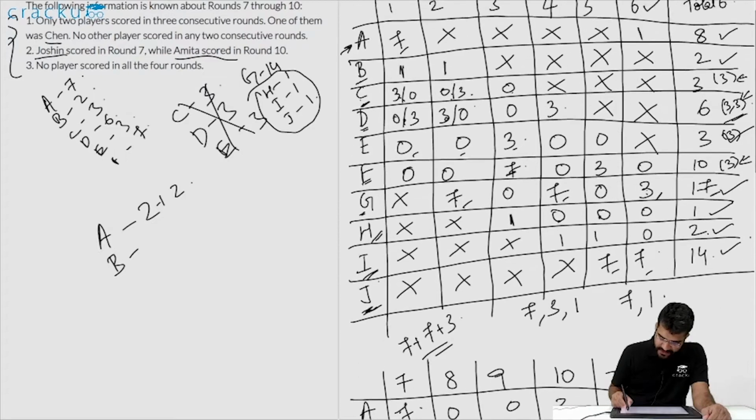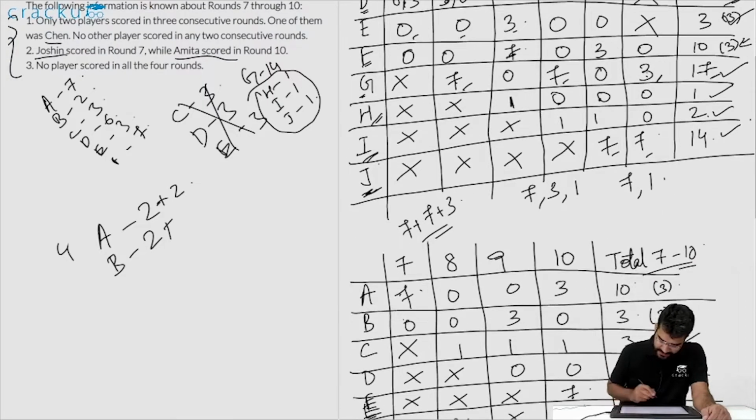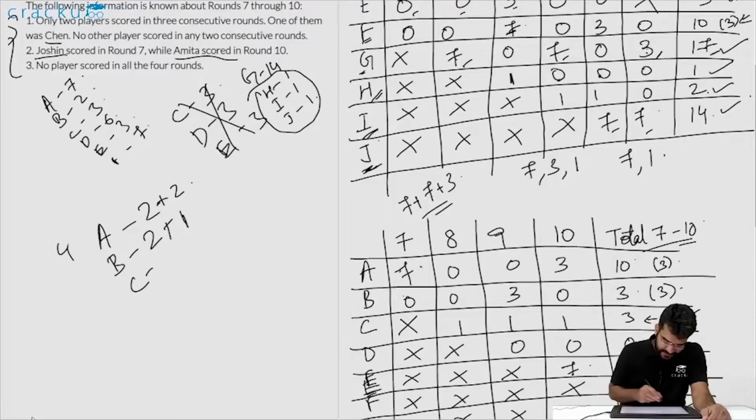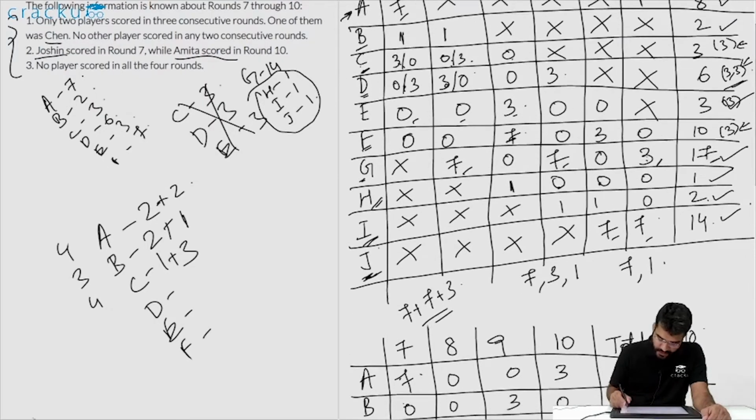Similarly, B has scored in 2 rounds in the first 6 and 1 round in the next 4. Similarly, C has scored in 1 and 3. So 1 plus 3 is 4. D, E, F. So similarly, D has scored in 2 rounds in the first 6. E has scored in 1 round in the first 6. F has scored in 2 rounds in the first 6.